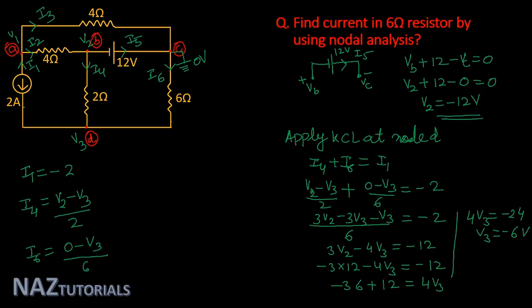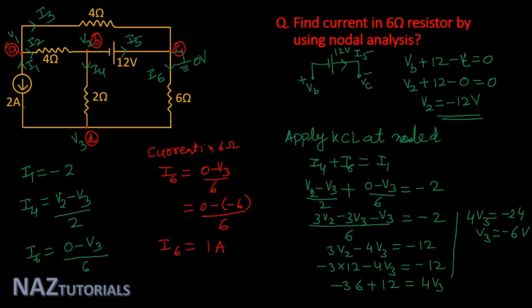So for finding current in the 6 ohm resistor, you have to calculate V3. So here current in 6 ohm, that is I6, is equal to 0 minus V3 divided by 6, that is 0 minus (minus 6) divided by 6. So current in the 6 ohm resistor is 1 ampere.